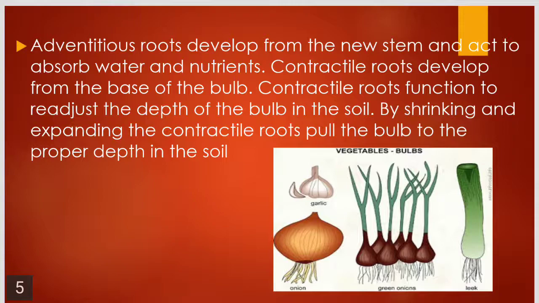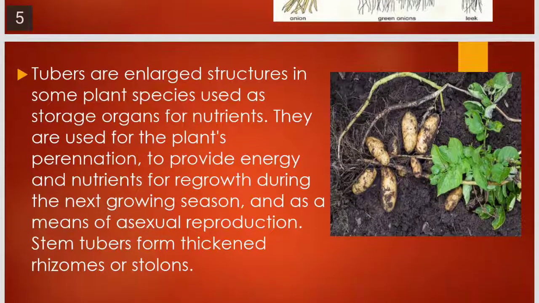Adventitious roots develop from the new stem and act to absorb water and nutrients. Contractile roots develop from the base of the bulb. Contractile roots function to readjust the depth of the bulb in the soil by shrinking and expanding. The contractile roots pull the bulb to the proper depth in the soil. That is why the part of the bulb is in the soil. The stem is also underground here. In all these cases, the stems will be underground, that I am going to discuss now.